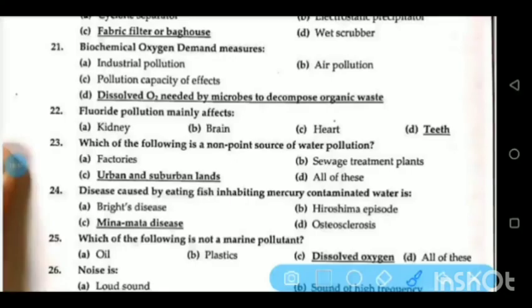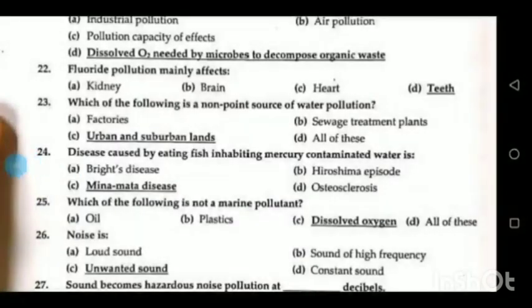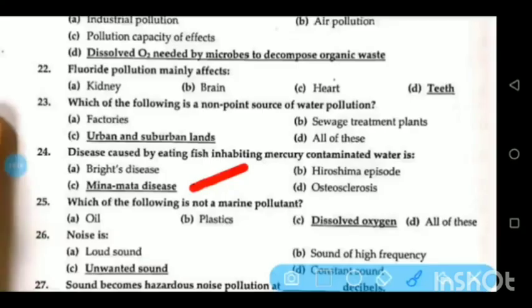Biochemical oxygen demand measures dissolved O2 needed by microbes to decompose organic waste. Fluoride pollution mainly affects teeth. Which of the following is a non-point source of water pollution? Urban and suburban lands. Disease caused by eating fish inhabiting mercury contaminated water is Minamata disease. Which of the following is not a marine pollutant? Dissolved oxygen. Noise is unwanted sound.